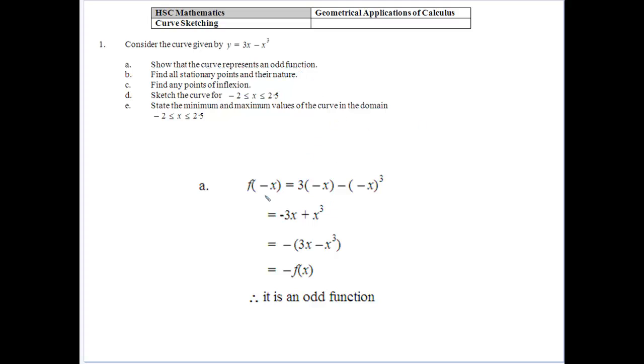Well, how do we do that? If we substitute minus x in and manipulate our algebra, we get minus 3x plus x cubed, which we can then factorize a negative out of, and we get the negative outside the function itself, which means that's an odd function. If we can go from this point and get down to here, then that must be an odd function. That's going to help us draw it because we know we have point symmetry.